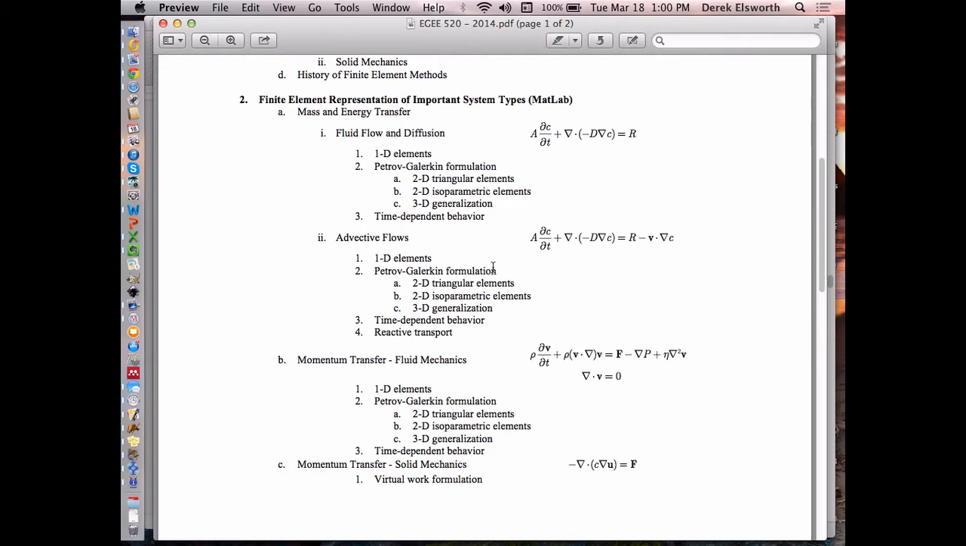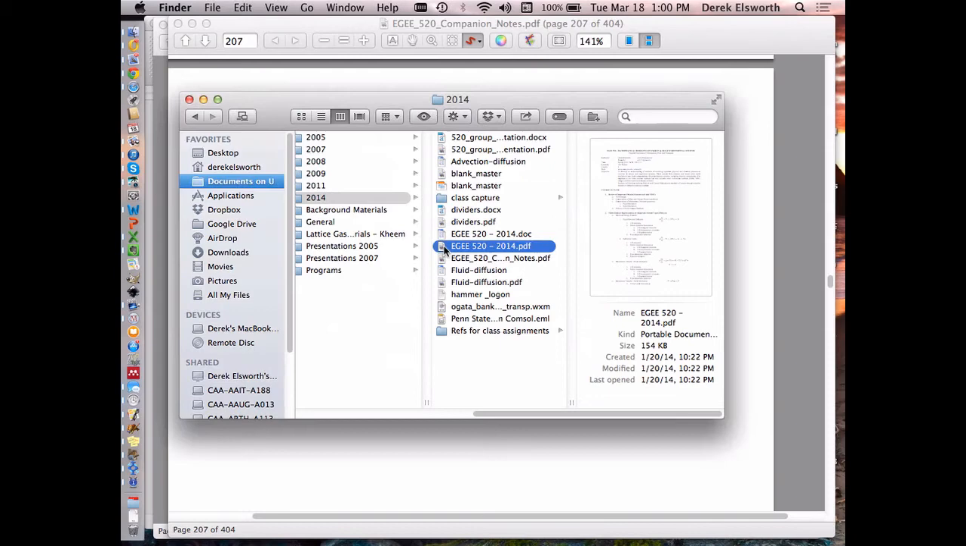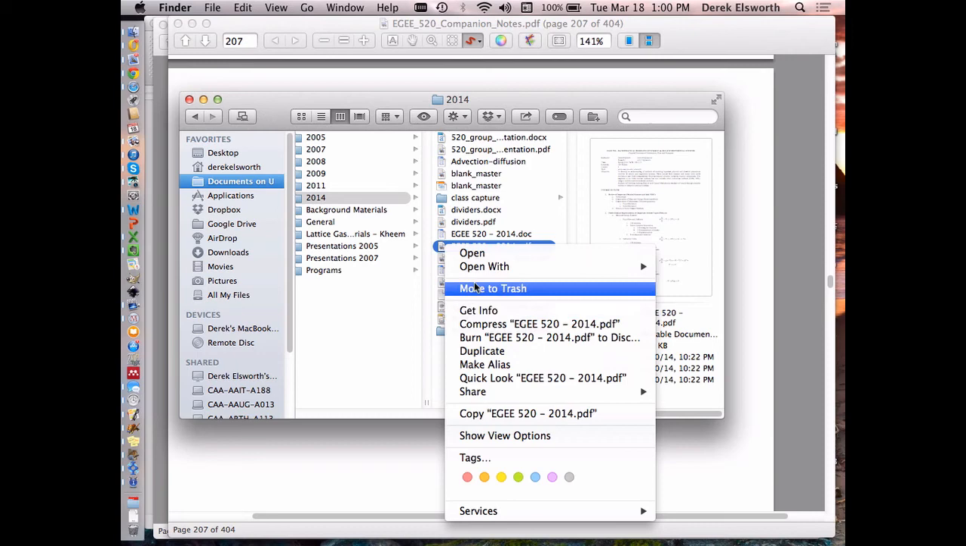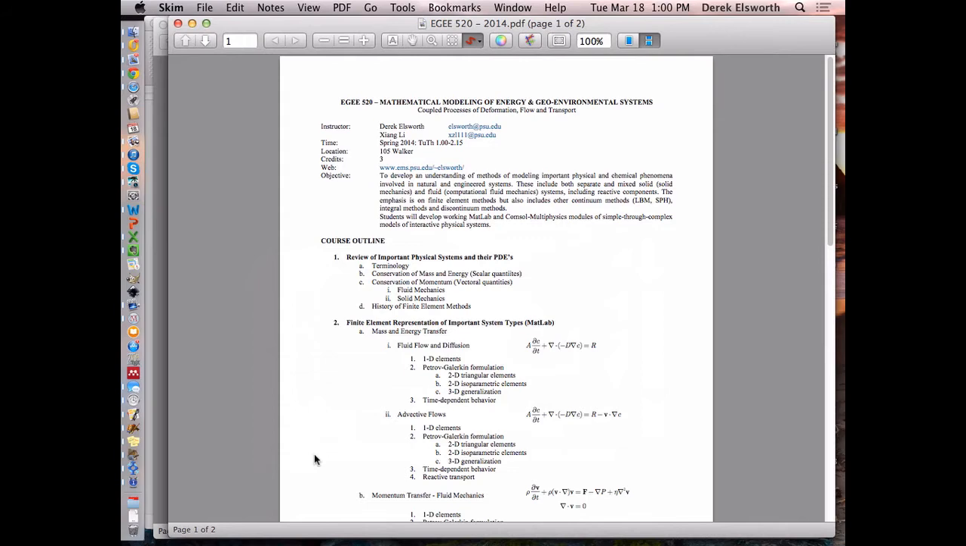I guess I opened it in the wrong something that I can write on. And so these are what we have been working our way through.